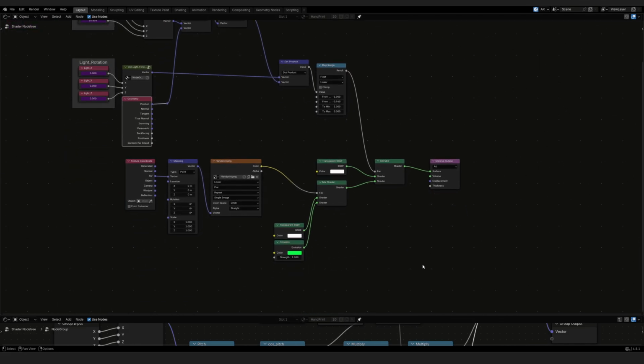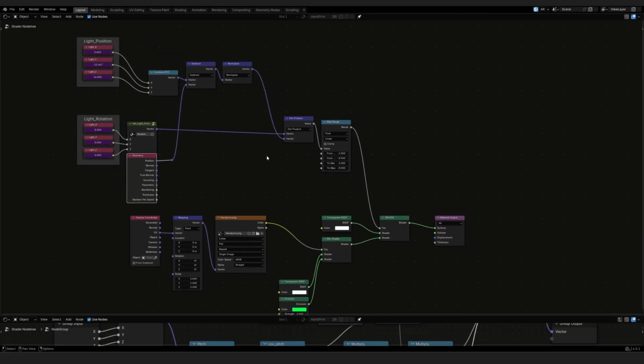Everything else here in the shader down here is exactly the same as it was in the previous video. I tried some stuff with geometry nodes, but that got a little convoluted, and I figured it's easier just to do it with drivers for these 6 values that we're pulling from the actual spotlight.